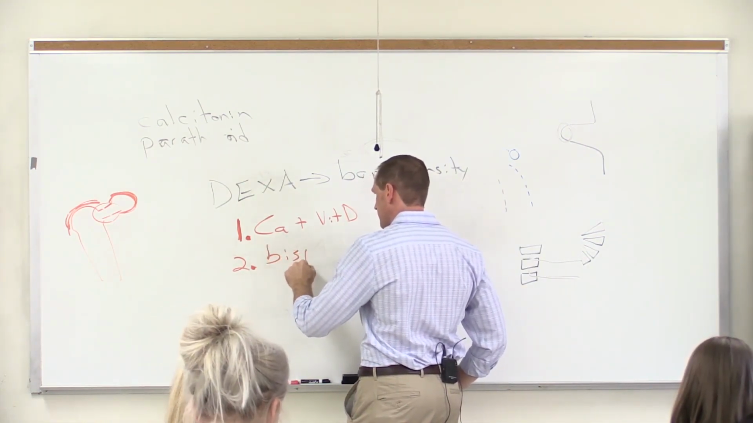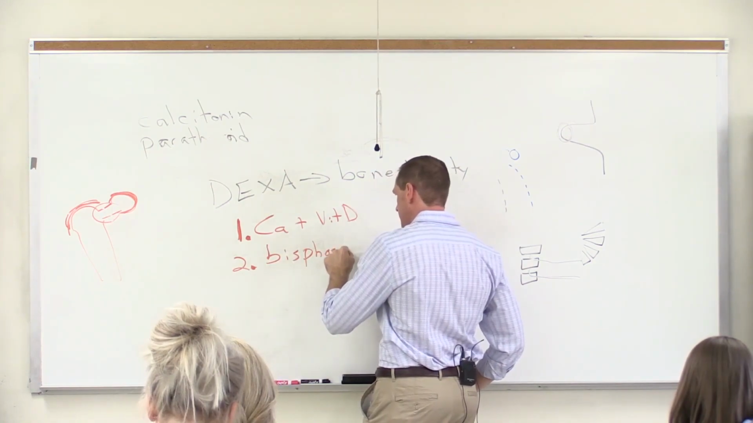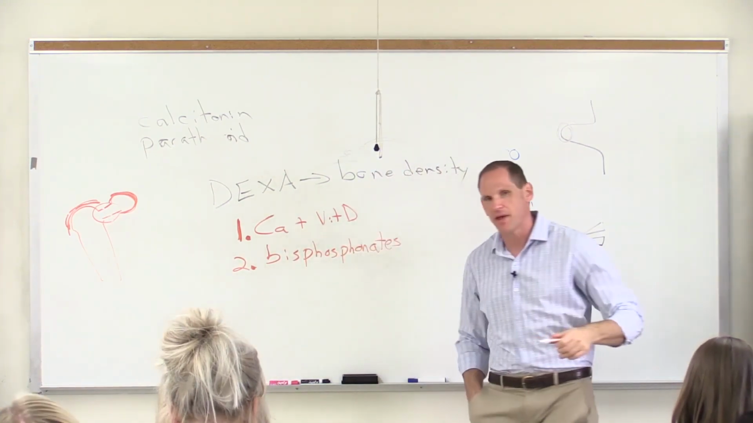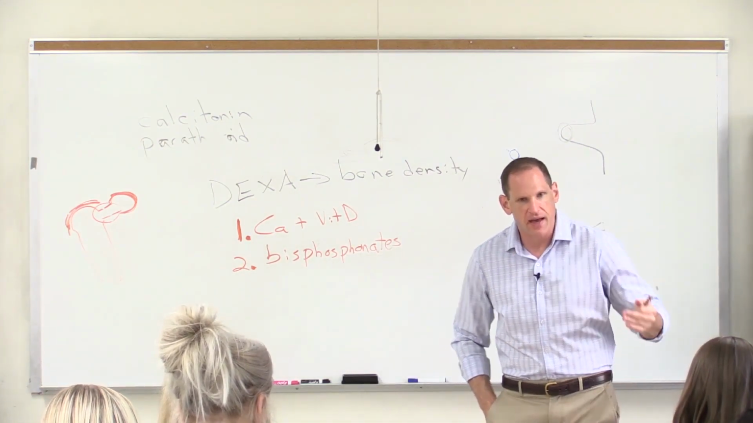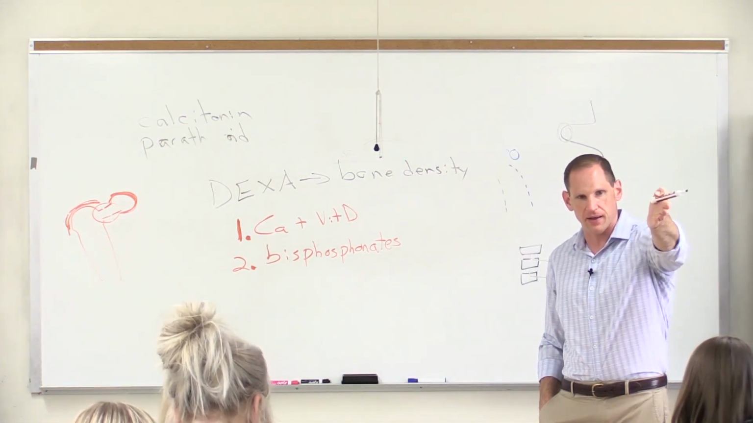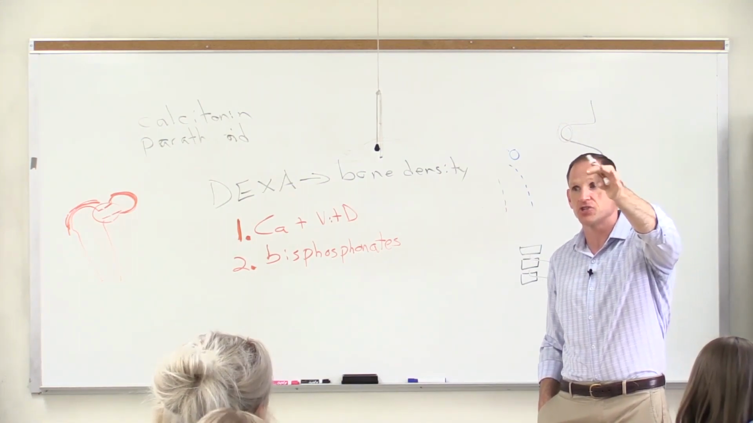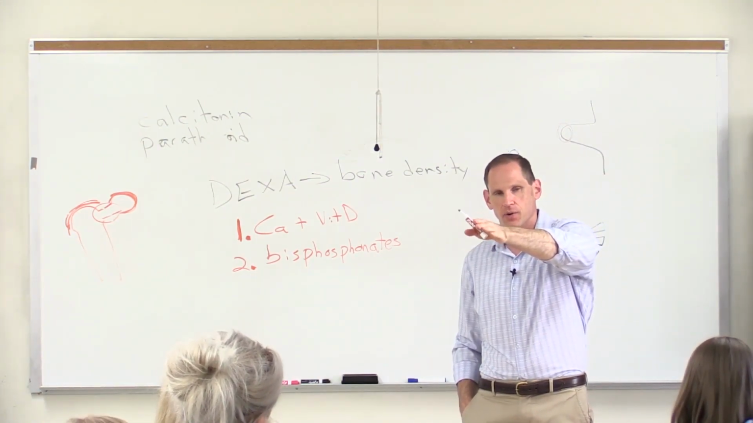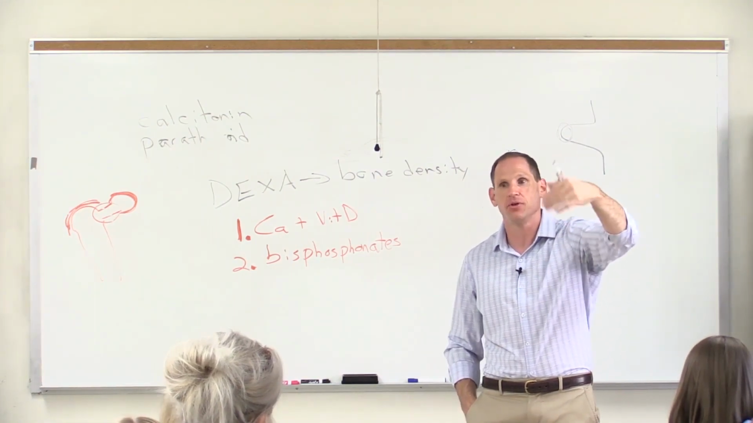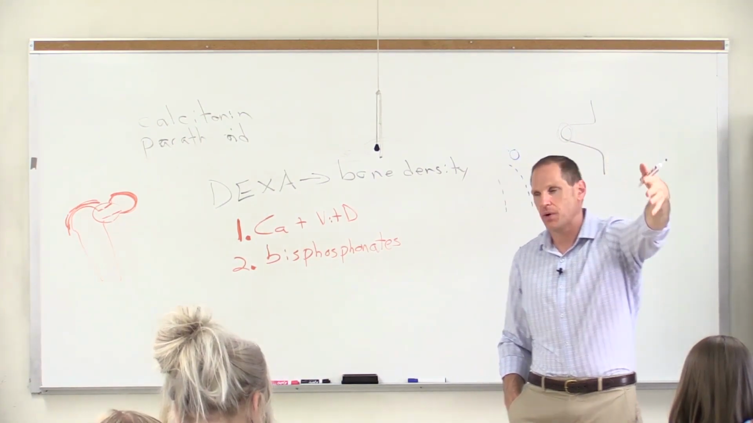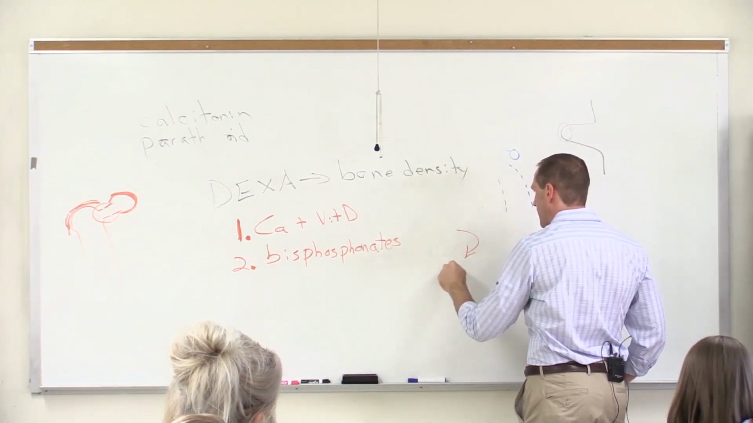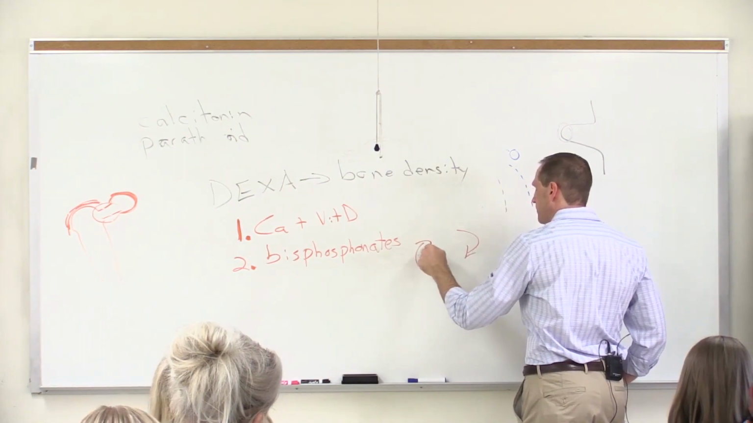bisphosphonates. So the way that bisphosphonates work is that in the bone cycle, remember you've got bone that's going to be destroyed by an osteoclast, a bone eater, and then you're going to have an osteoblast build the bone back up. So in that cycle, you've got the breakdown here, and then you've got the build back up here.